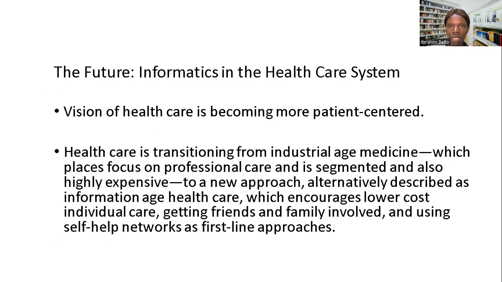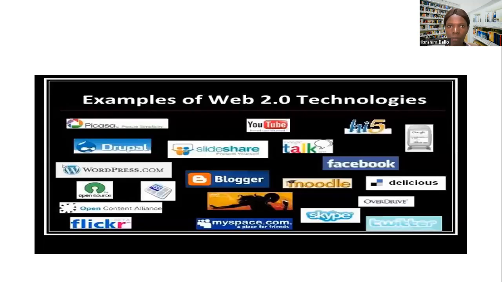The future, informatics in the healthcare system. Vision of healthcare is becoming more patient-centered. Healthcare is transitioning from industrial age medicine, which places focus on professional care and is segmented and also highly expensive, to a new approach alternatively described as information age healthcare, which encourages lower cost individual care, getting friends and family involved, and using self-help networks as first-line approaches.